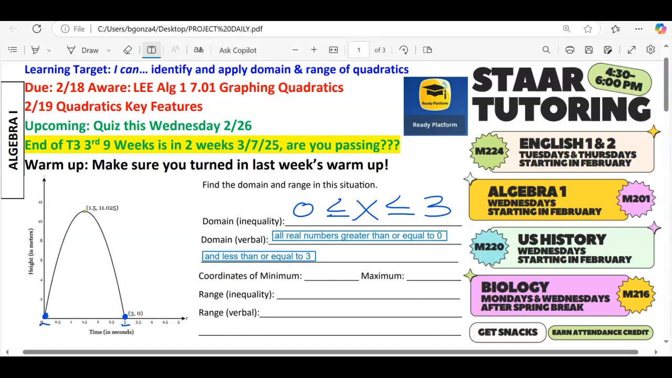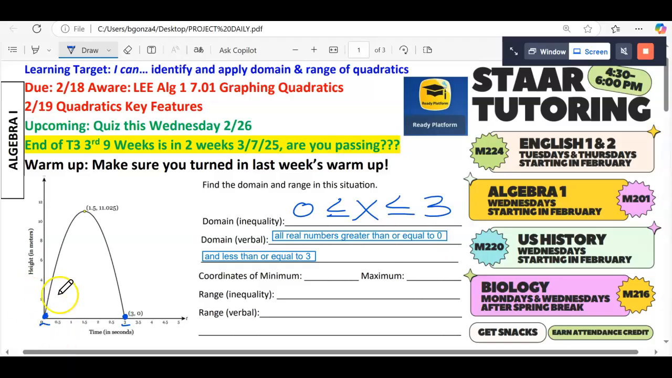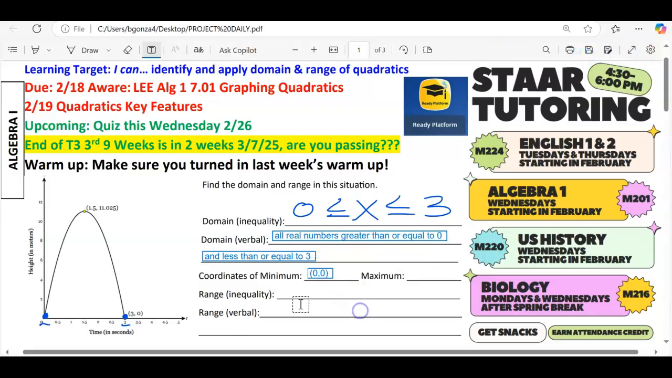All right, now, coordinates of the minimum. So you can see the minimum down here, right? So the minimum is over here. I mean, it's either of these. The lowest point could either be here or here because they have the same y value, which is 0. So this minimum value we're going to put is 0, 0. That's how as far down as it goes.